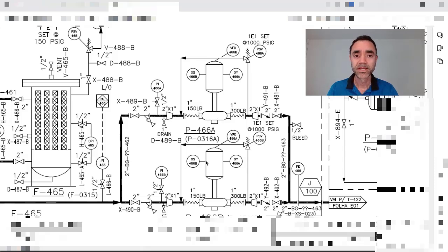So with this, we get an overview of pump installations.